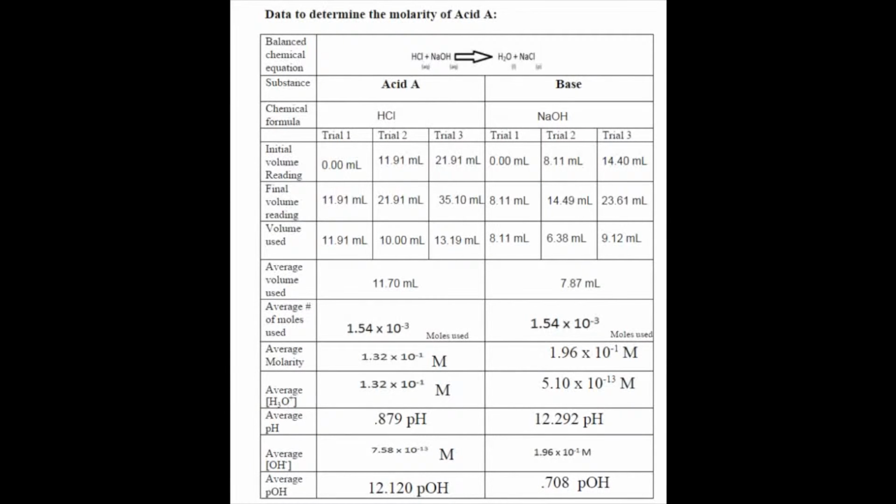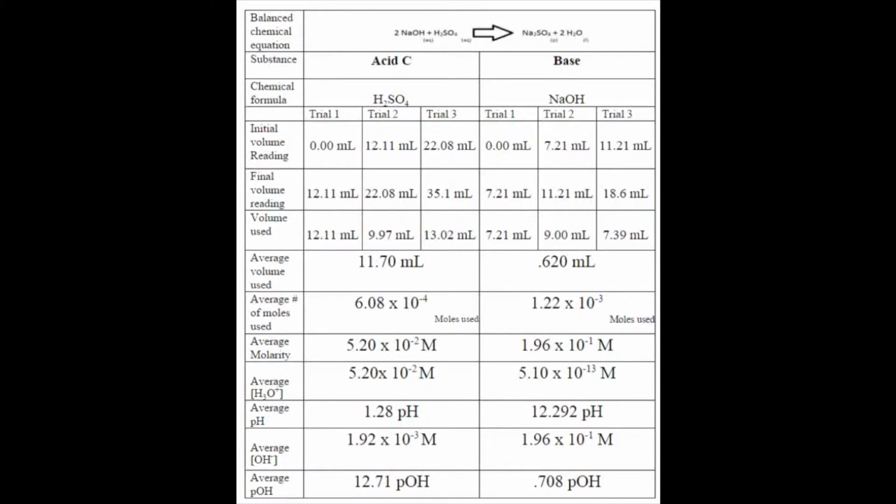Many calculations were used throughout the lab, some of which included average volume used, average number of moles used, average molarity, and so on. The average number of moles used was calculated by multiplying the molarity of the base, which was 0.916, by the average volume of the base, which was expressed in liters. The average number of moles used for the base equaled the average number of moles used for the acids for trials A and B, because all of the mole ratios in the reactions were 1 to 1.